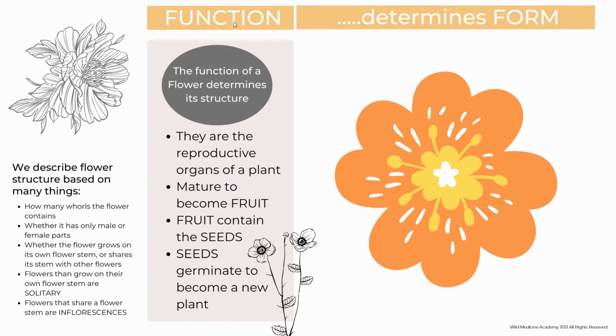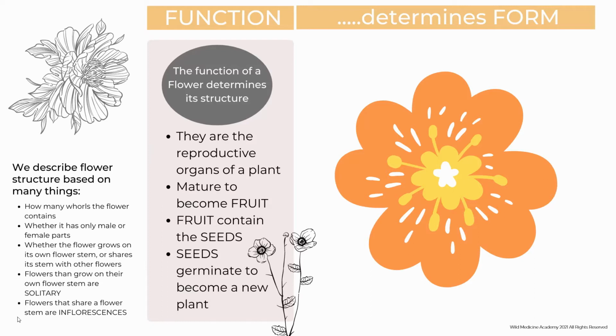Flowers are the reproductive organs of a plant. They mature to become the fruit. Once fertilized, the fruit develops the seeds, and the seeds then germinate to become a new plant. On the right-hand side, you have a typical flower structure. It may seem that a lot of flowers are very beautiful, but the flower is designed to enable the best chances of reproduction to take place.